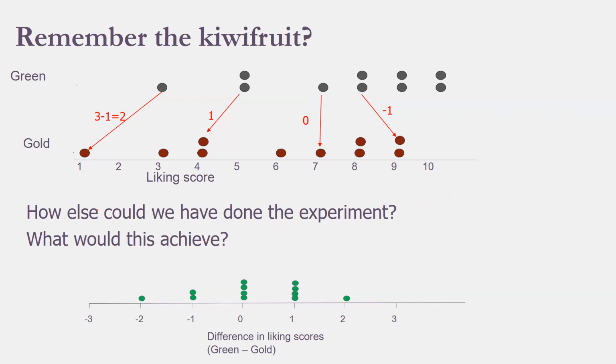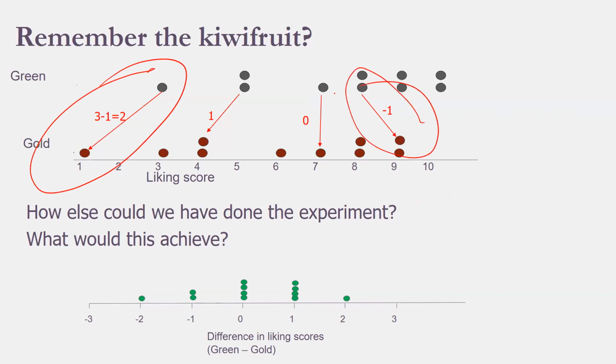Now, what's the point of this? How is this better? Well, it means you're taking away the kiwi fruit hater effect or the kiwi fruit lover effect, and you're just looking at whether one is better than the other, which is all you really care about in the first place. And when we think about experiments, we want to minimize the impact of confounding factors, confounding variables. And that's what this is doing.